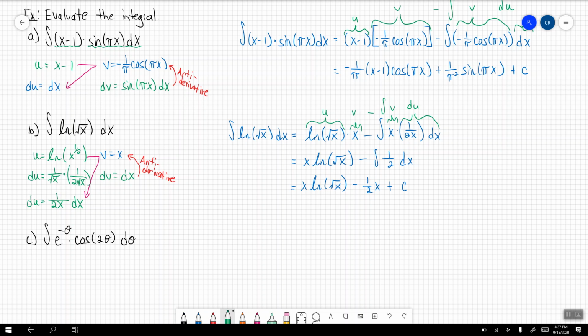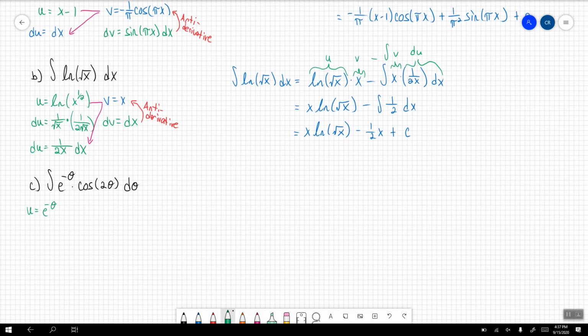So I'm going to choose my u. Let's say u is equal to e to the power of negative theta. Okay, I'll be able to take the derivative of that. That shouldn't be too difficult there. My dv will then be the remainder, which is cosine of 2 theta d theta. Now I need to find the antiderivative for dv. So my antiderivative for dv is going to be 1 over 2 times sine of 2 theta. That should be my antiderivative.